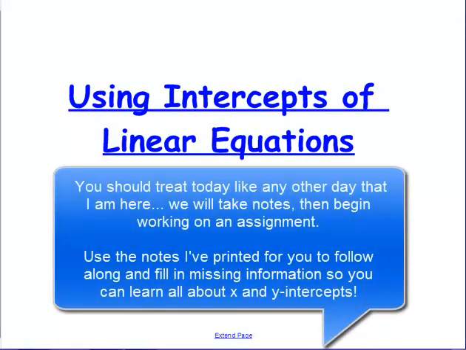Okay, we're moving on in Unit 7 today, even though I'm gone. Definitely going to want to pay attention today. It's a very important topic that we're talking about with intercepts.